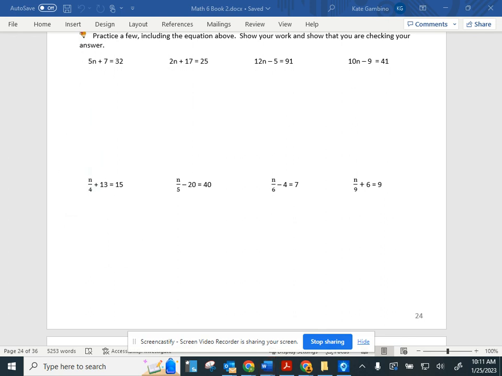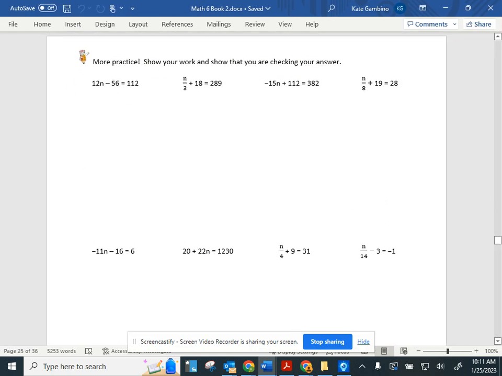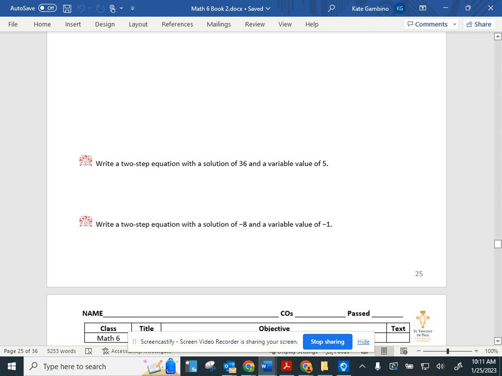So we do have our second page of practice work. It's the same thing. We are checking our answer, doing the same steps. Then we have our writing our 2-step equations.